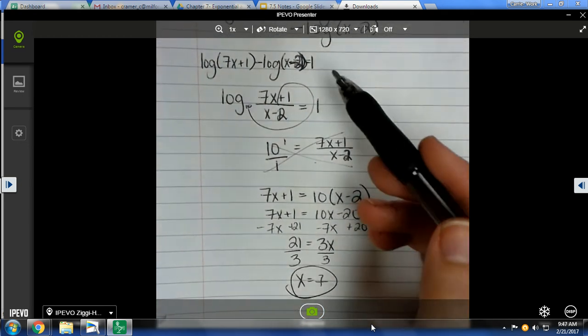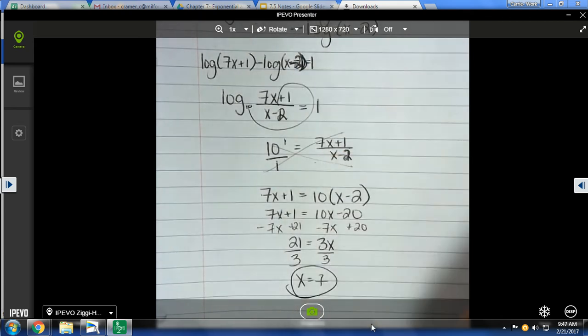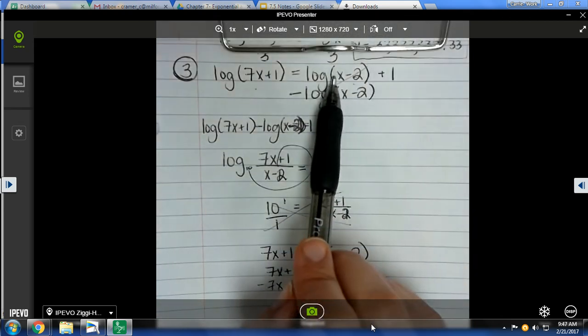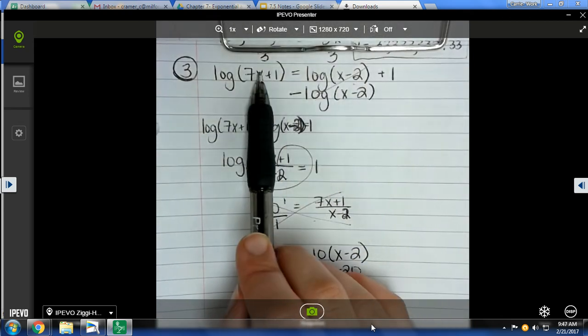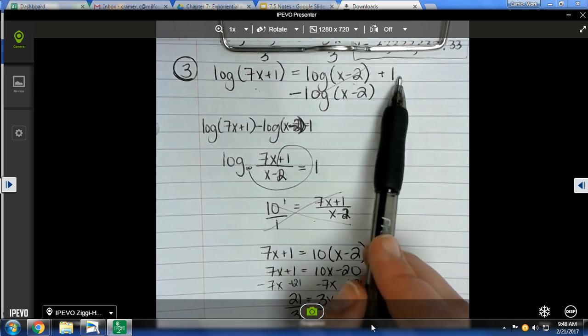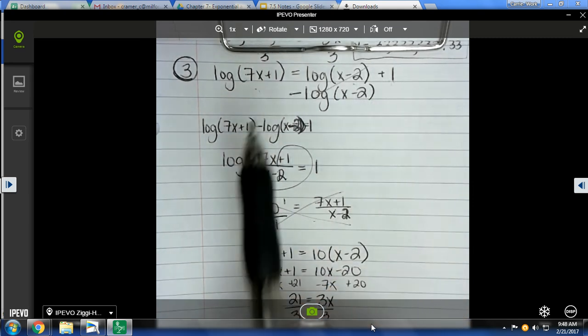So similar, just remembering that if you ever have the log on both sides, you want to subtract to get the log, or add to get the logs on the same side, and your number on the other side. Then you can use your property.